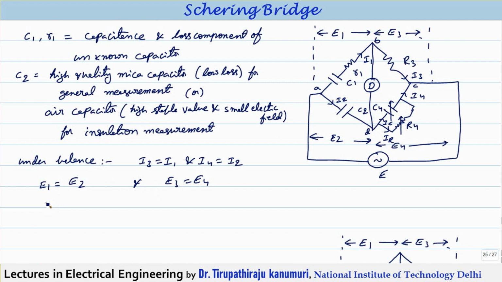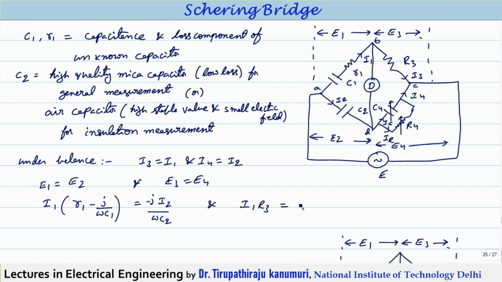E1 will be current I1 multiplied by the impedance. The impedance is R1 minus j by omega C1, or you can write this as 1 by j omega C1 plus R1, because both are one and the same. This will be equal to E2. E2 will be the current passing through this branch, I2, multiplied by the impedance minus j by omega C2. And if you equate E3 to E4, you get I1 multiplied by R3, which is equal to E3, because I3 is equal to I1.